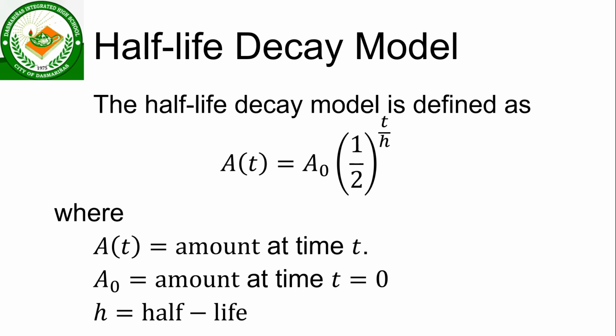Okay? So, now we have your half-life decay model. The half-life decay model is defined as A of t equals A sub 0 multiplied by 1/2 raised to t over h. This A of t is the amount at time t. A sub 0 is the amount at time t equals 0, or the amount at the start, and h is the time to make it half, or the time it takes to be half.